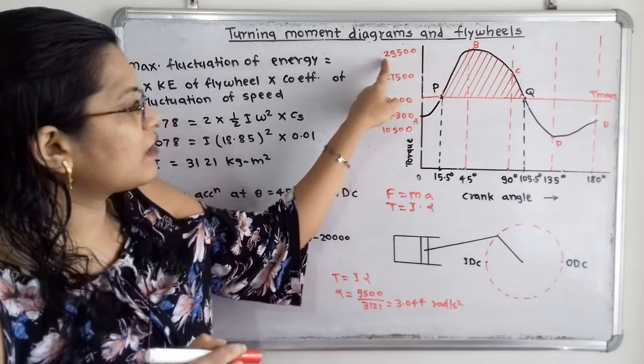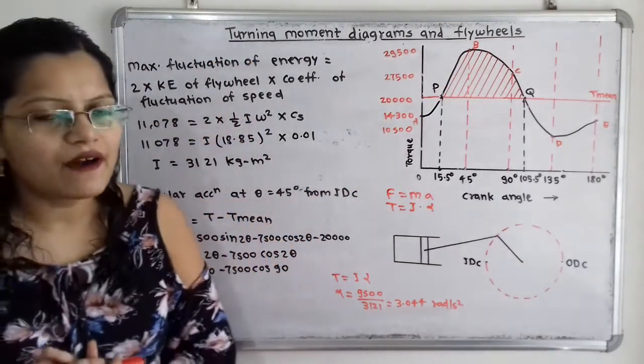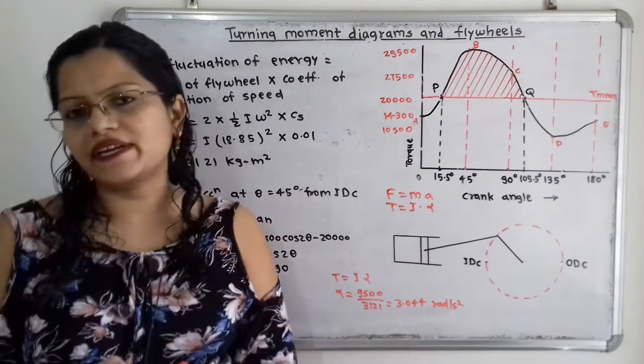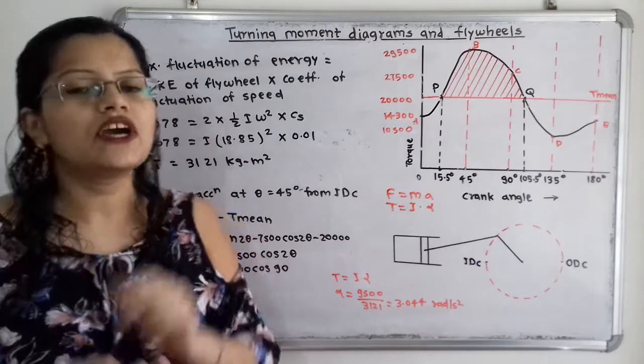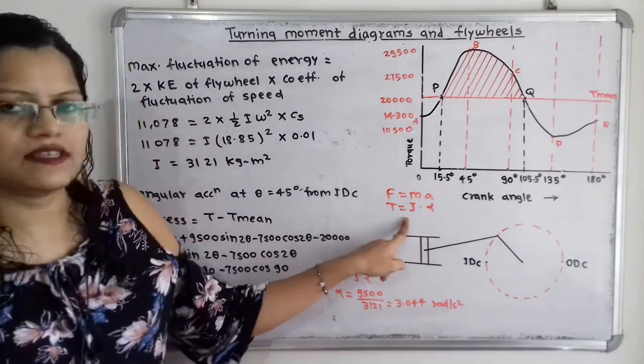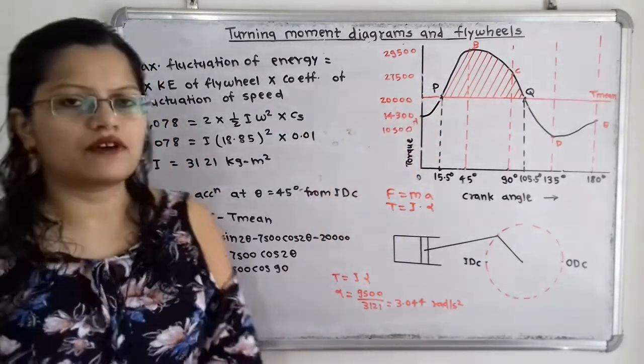That is, we have calculated 29,500. But we have to take the excess torque, that is the torque above the mean torque. So this is an important point. While calculating this alpha we have to take here T excess. So what is the torque above the mean torque? The mean torque is 20,000.